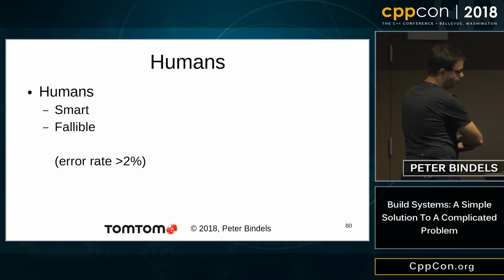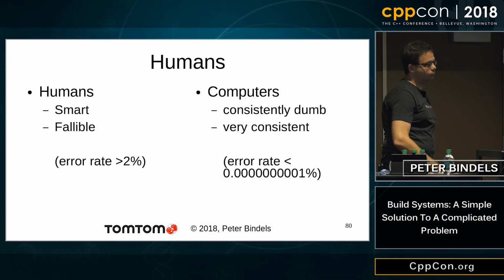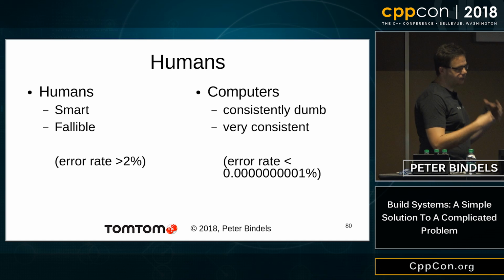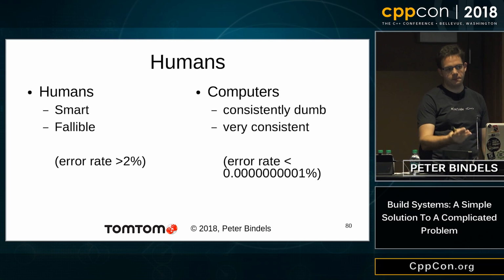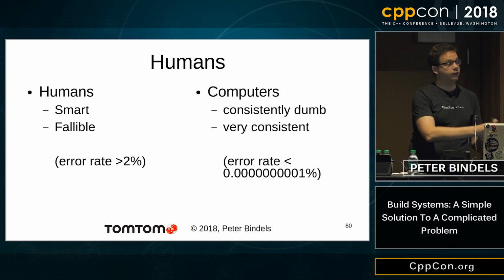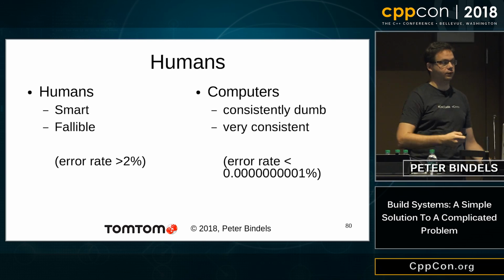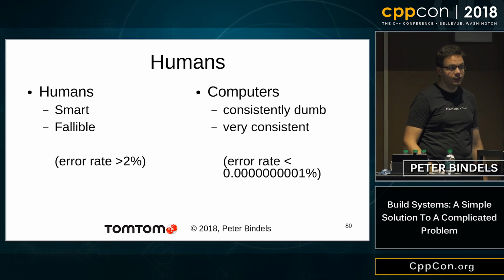Computers, on the other hand, are really, really consistent. And they're really consistently dumb. Which means that they can do something, but they cannot think about it. So they have to explain something really well. But if you do, they are very consistent. And they'll have an error rate of less than 1 in 10 to the 12th. Which, written out as a percentage, looks like this. It's really low.